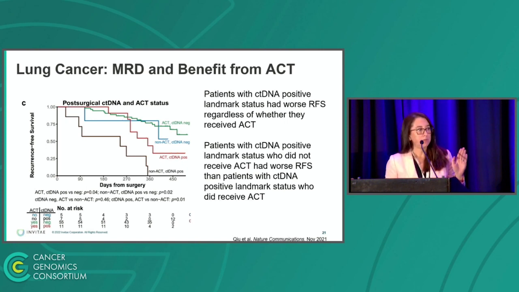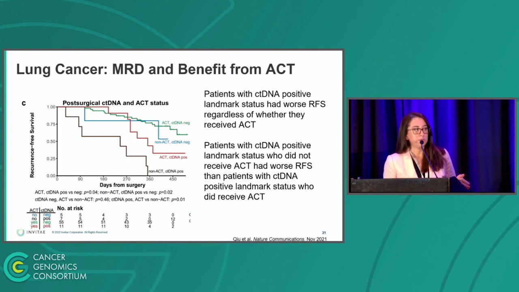So the two lines that end up closest to the top, they're green and blue, are patients who are ctDNA negative. Those separate out nicely from the red and black lines at the bottom, patients that were ctDNA positive, so not surprising at that landmark time point. If you were negative, you had a better recurrence-free survival than if you were positive.